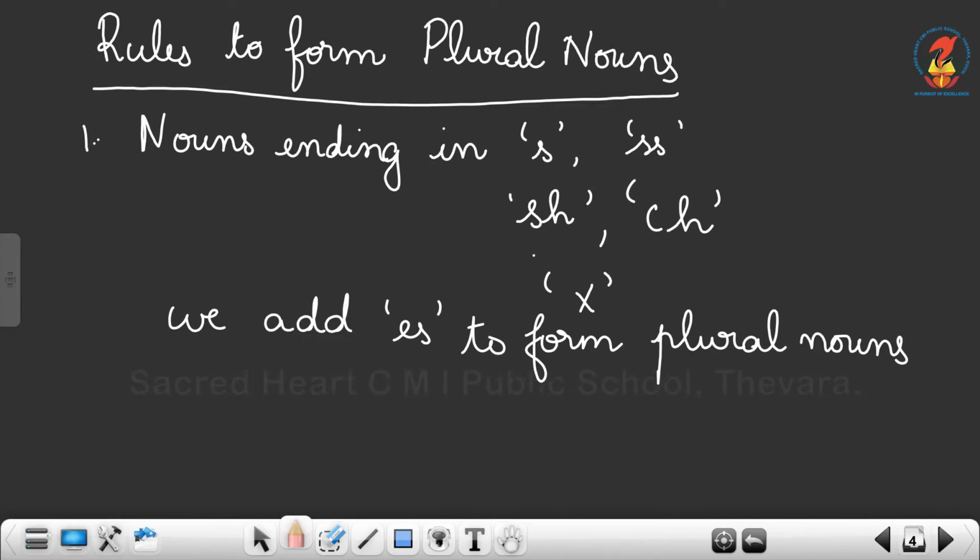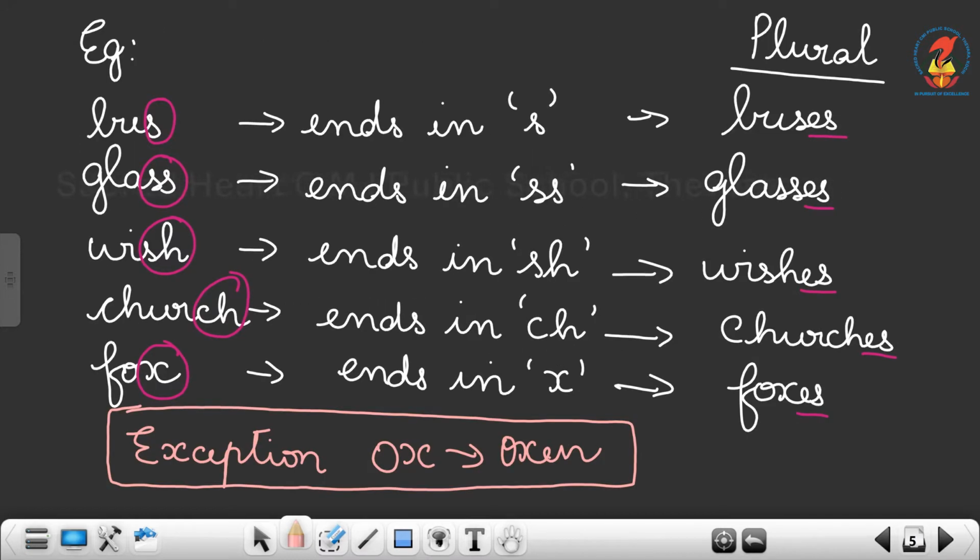On how to form plural form for the nouns ending in s, double s, sh, ch, x. If the noun ends in s, double s, sh or ch or x, to make it plural form, we have to add the letters es. Understood? You'll be more clear when you look at the example.